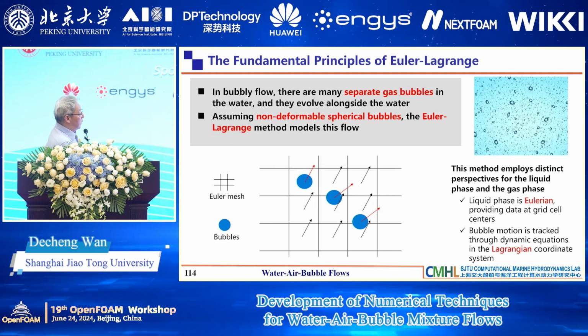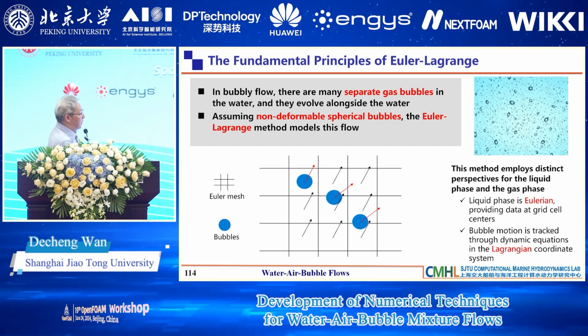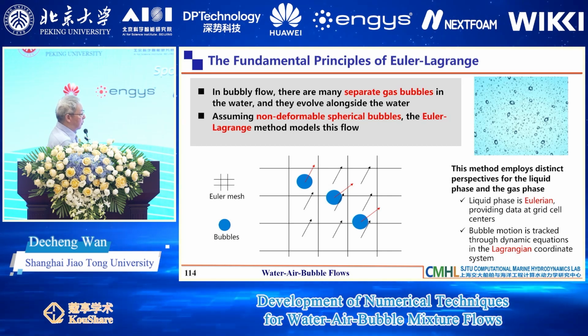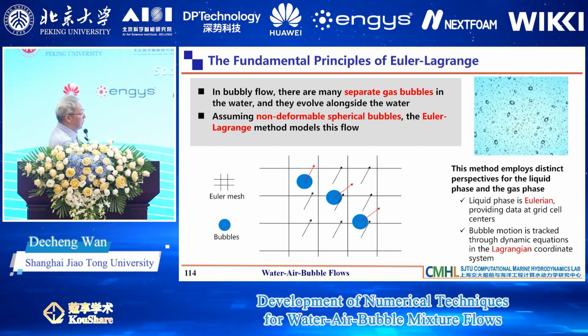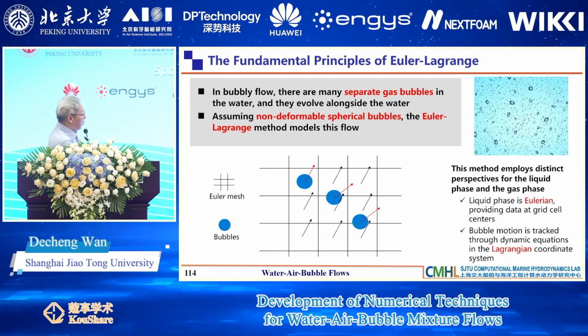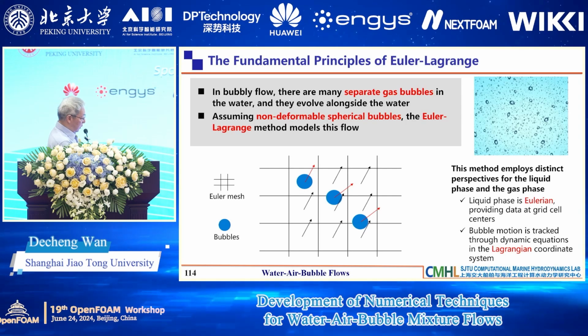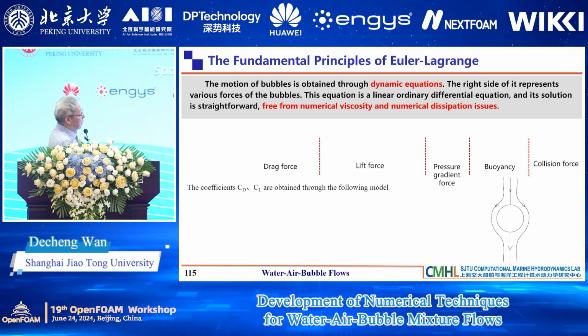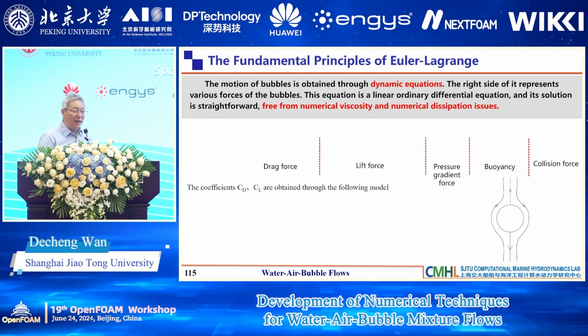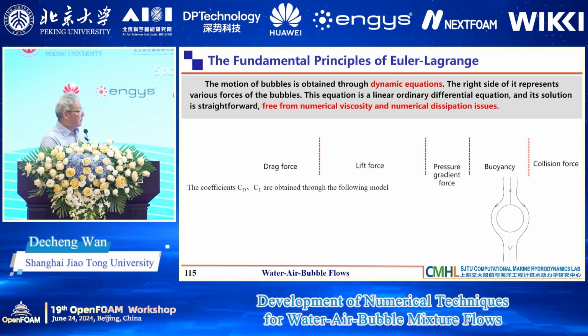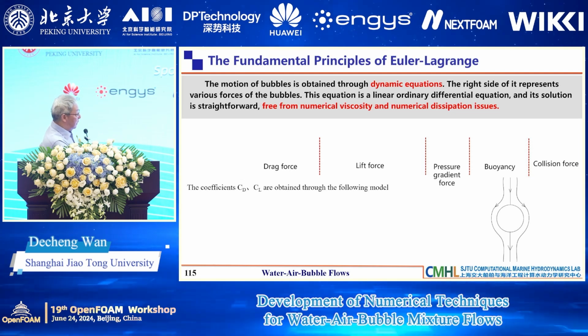For Euler-Lagrange, we use particles. We use Lagrange bubbles as the particles for the bubble flow. For the liquid phase, we use the Euler equation, so this is the Euler mesh. The bubbles are the particles. Let's start with the particle equation.